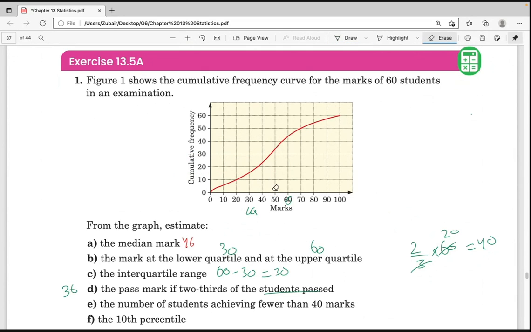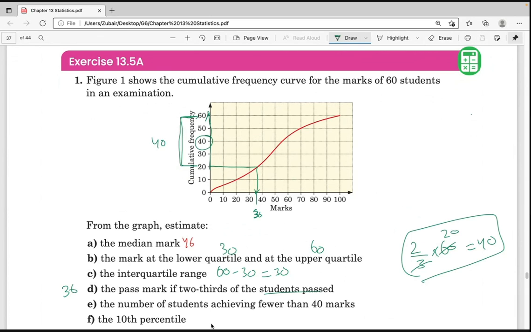Let me clear this. Wait, wait, it's 40. Now this says that 2 by 3rd are passing. That is pretty much obvious. Okay, 40 students are passing. Haris, not this 40. Upper 40 students are passing and lower 20 are failing. So 40 students, and this should be 36 marks and above. They are passing.